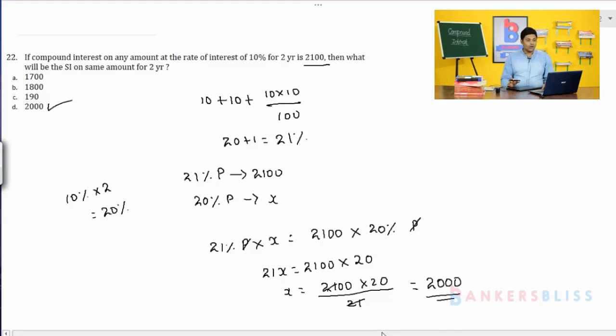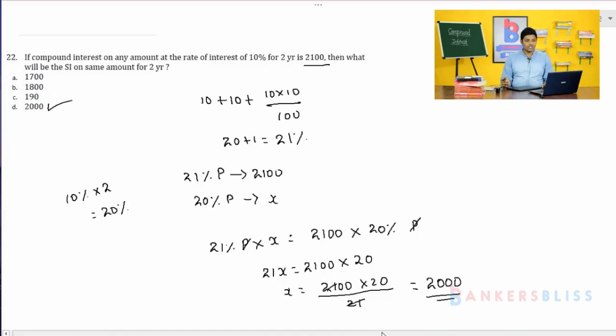Altogether, how much percent do you have to calculate under the compound interest scheme? With the help of the modified formula method, you can calculate that, that is 21%. And next, under simple interest, 10% for 2 years, that is 20%. So 20% of X. After cross multiplication, you are going to end up with 2000 rupees. So option D is the right answer.